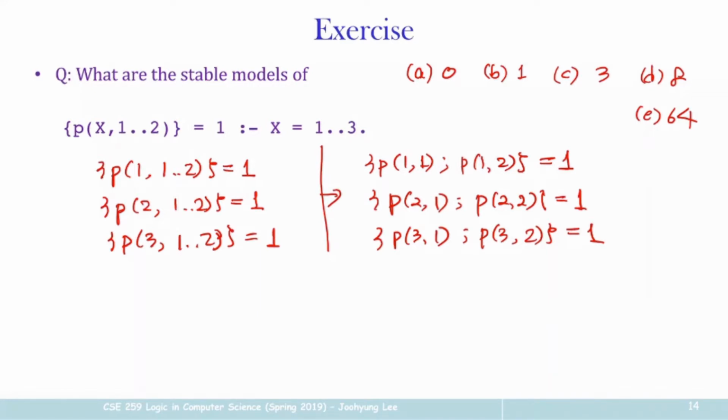Here again, you have 2 choices. Again, you have 2 choices. 2 times 2 times 2 is 8. So the answer is 8. Any question up to this part? All right.